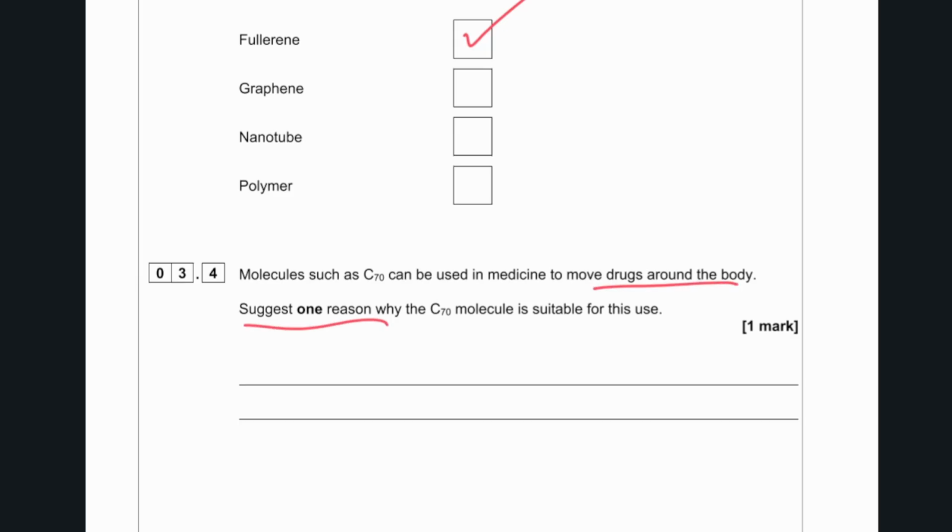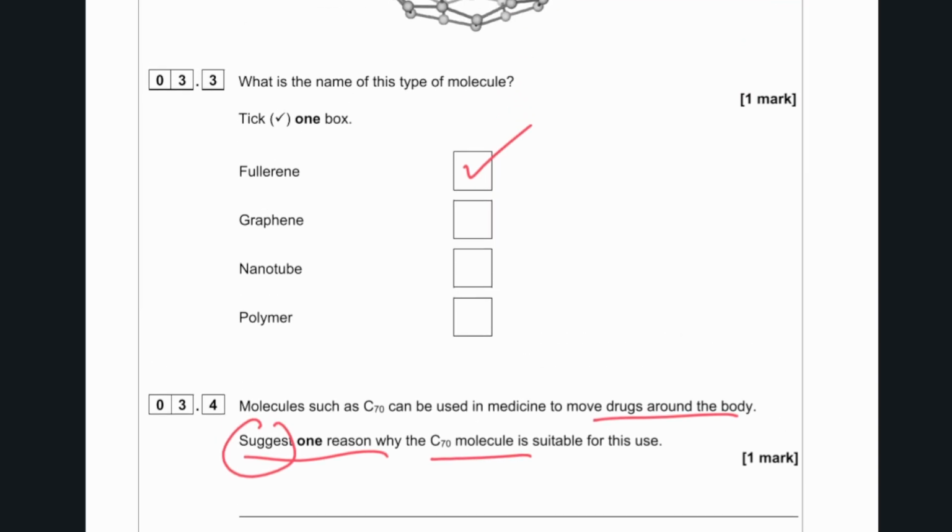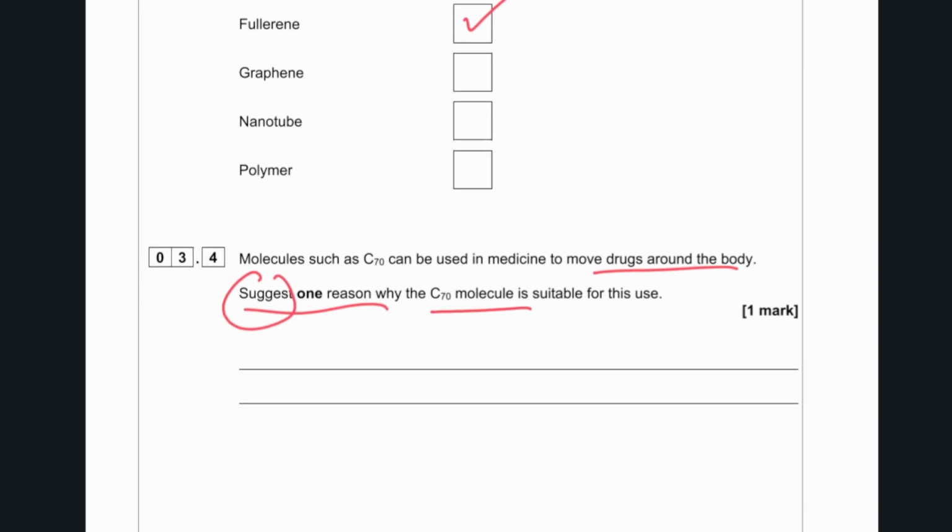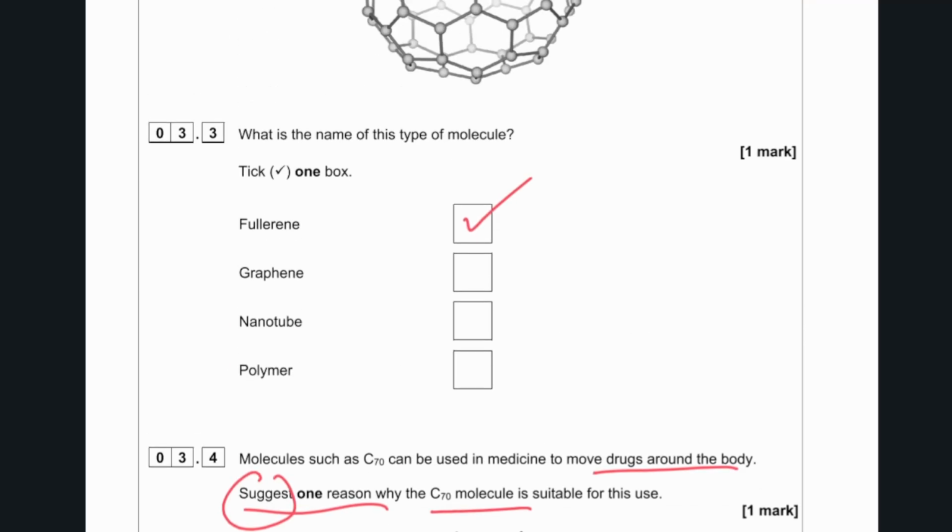Suggest one reason why the C70 molecule is suitable for this use. So suggest is the keyword, so that tells us there could be lots of different reasons. As long as you give something that's acceptable, you would get the mark. So actually the key reason why fullerenes are used in drug administration in the body is because of this hollow structure. And actually what this hollow structure does is it acts as a cage around the drug. So if you can imagine, you can put the drug inside of the fullerene and it almost acts like a carrier, okay?